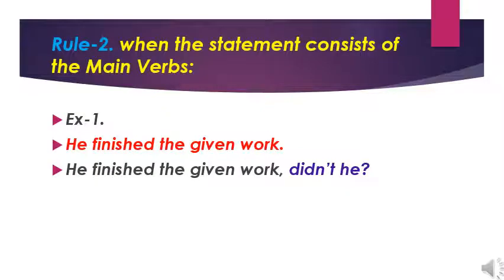Next we will go for rule number 2, when the statement consists of main verbs. For example, "He finished the given work." In this sentence, we know that "finished" is the main verb. In the previous examples, I brought the auxiliary verb after the statement and framed the tag with that. But here, we are not supposed to bring the helping verb or auxiliary verb. So, how can you frame the tag? See, first you need to identify the tense of the verb in the given statement. In this, "finished" is past tense. So, we have to take the helping verb "did."